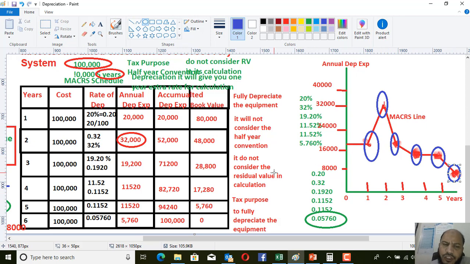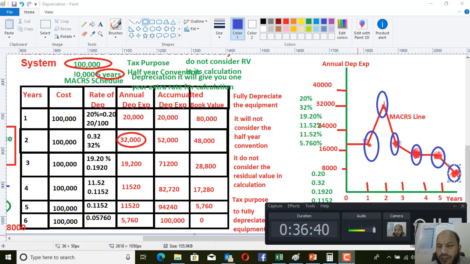So this was all about the graph and chart of the MACRS method of depreciation. So dear students, I hope that you have understood it, and if you have any question, please note your question. Do not hesitate to contact me or come to the university and institute. I will solve all of your problems.